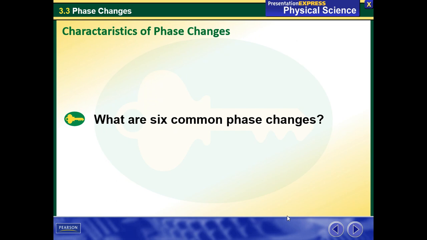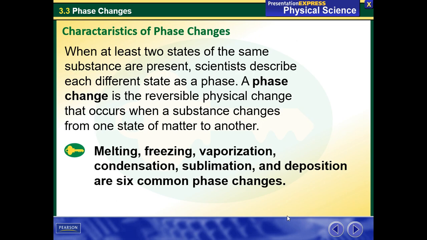So our first key question asks us, what are the 6 common phase changes? Before we cover all 6, we need to talk about what a phase is. When at least 2 states of the same substance are present, and when I say states, I'm talking about liquid, gas, and solid, scientists describe each different state as a phase, and a phase change is going to be reversible, which means we can undo it.